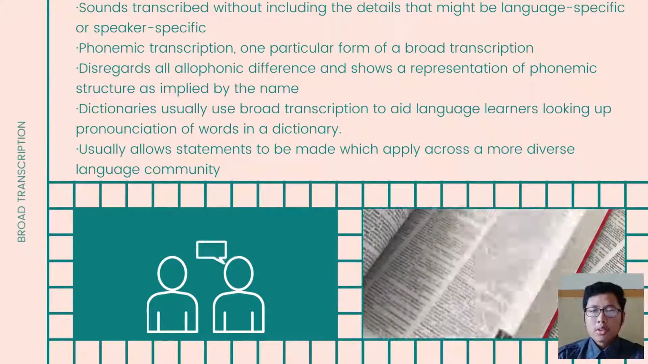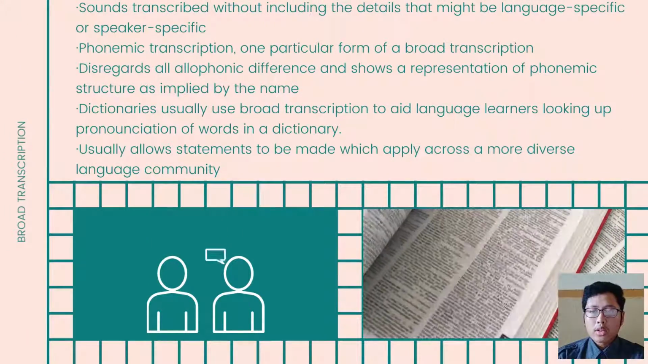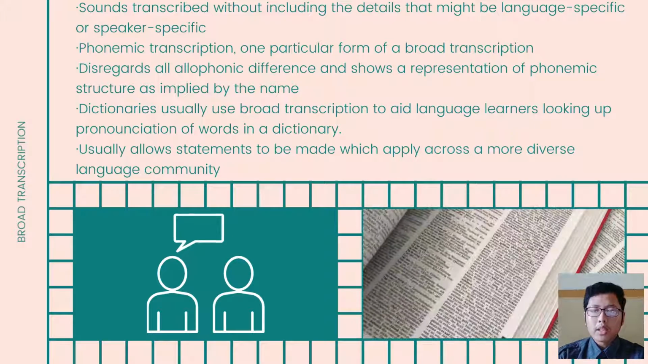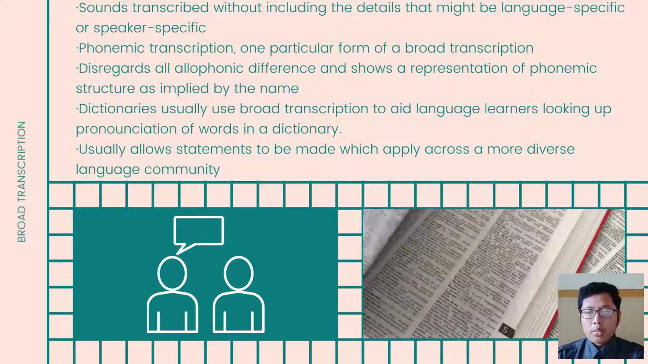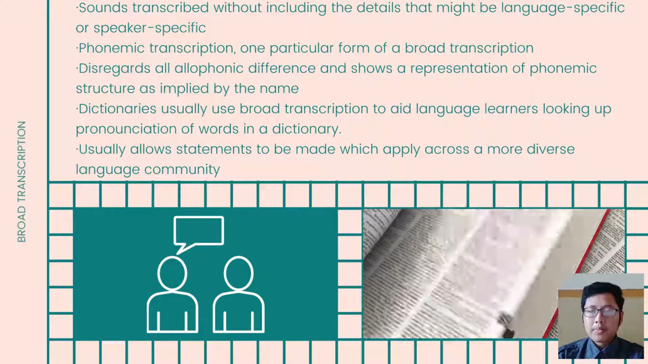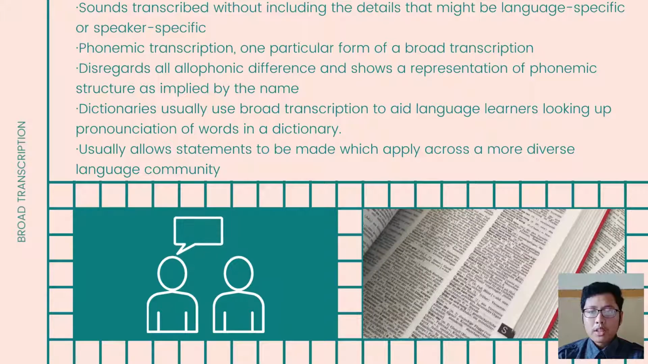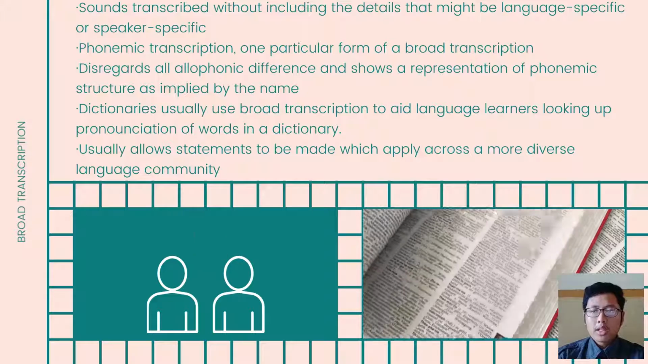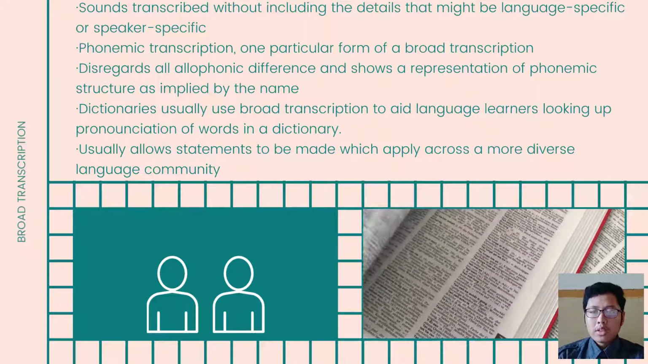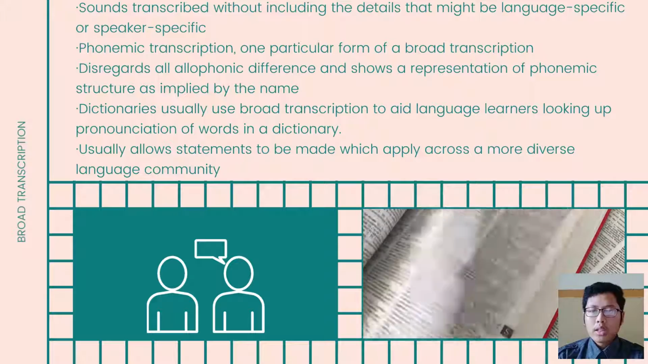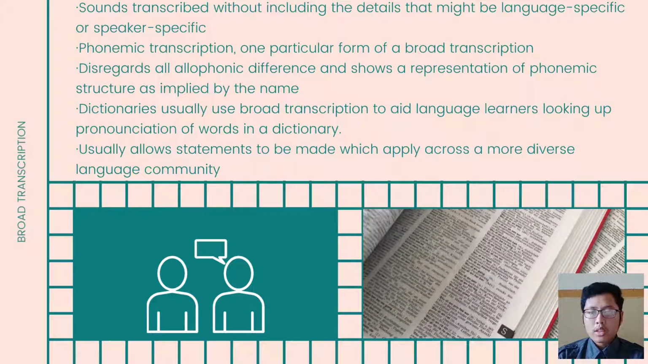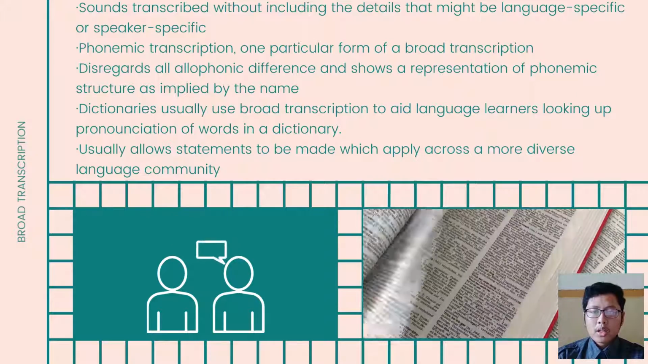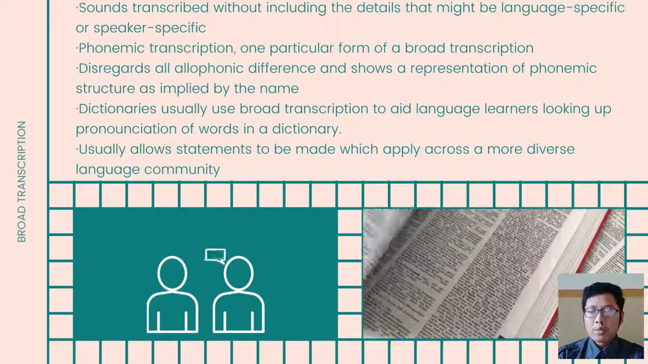The next one is broad transcription, sounds transcribed without including the details that might be language specific or speaker specific. Phonemic transcription, one particular form of broad transcription, disregards all allophonic differences and shows a representation of phonemic structure, as implied by the name. Usually dictionaries use broad transcription to aid language learners looking up the pronunciation of words. It usually allows statements to be made which apply across a more diverse language community.